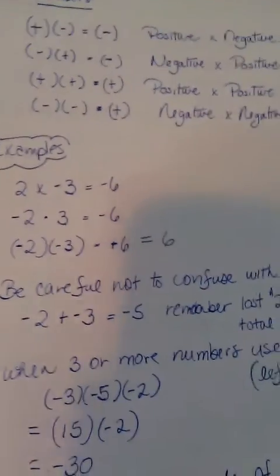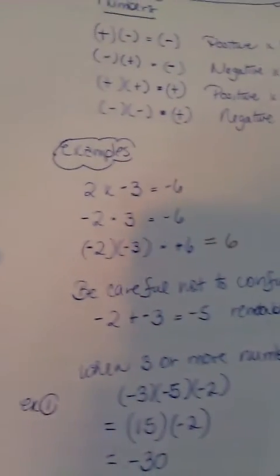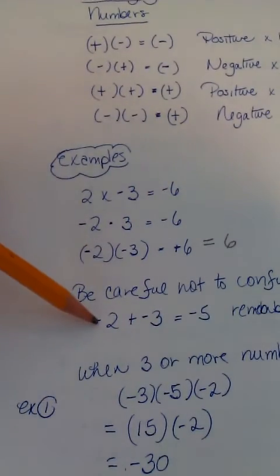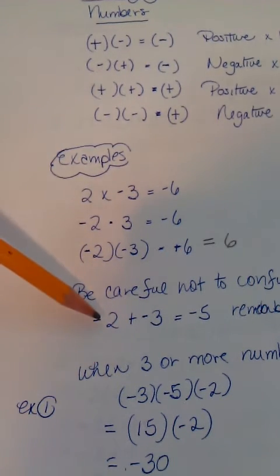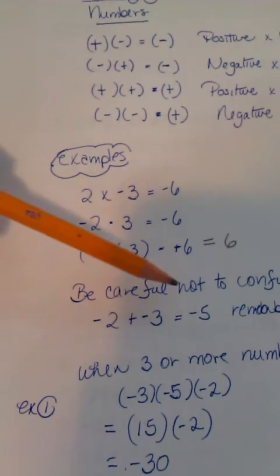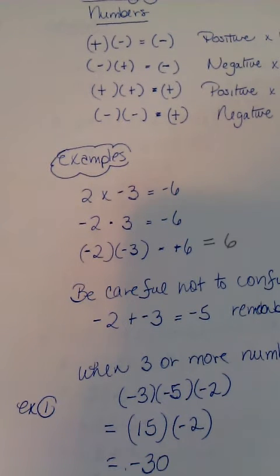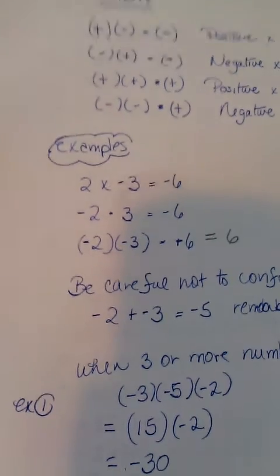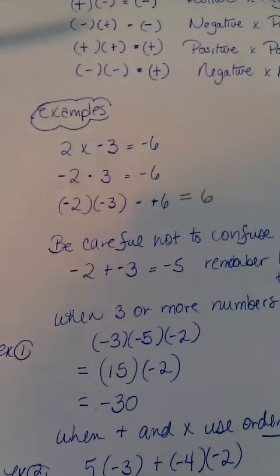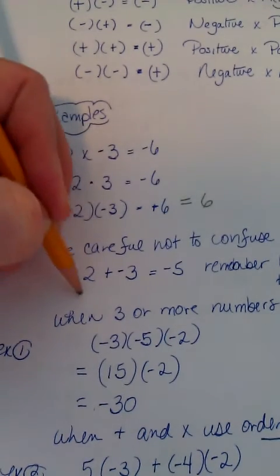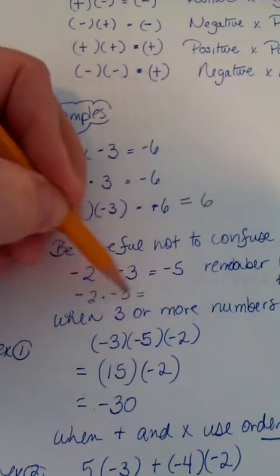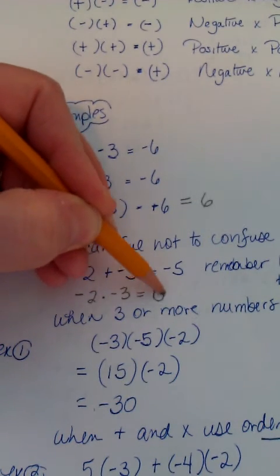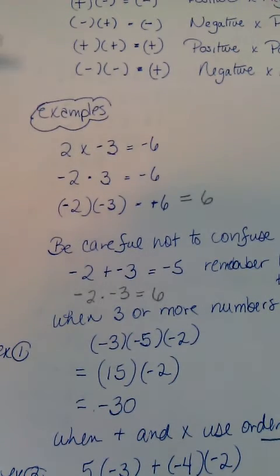Be careful not to confuse with addition. So for example, if I have minus 2 plus a negative 3, that means I was in the hole $2, I went in the hole $3 more, my total is in the hole $5, so it's a negative 5. That is different than saying something like a negative 2 times a negative 3. When we are multiplying, negative times negative becomes a positive 6. So be careful with addition, don't get it confused.